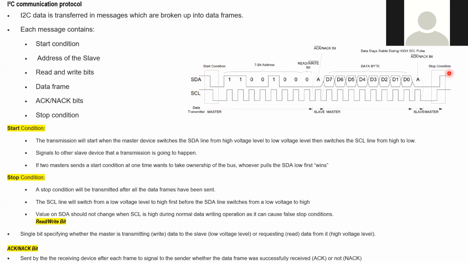Okay, now we come to the stop condition. Stop condition is just the reverse. First the serial clock line goes from low level to high level. Once it reaches that, then the SDA line comes from low level to high level. Then we have to identify it as a stop condition. So start condition and stop condition are logic level transitions, high to low and low to high. Are you clear? The next one is the address.